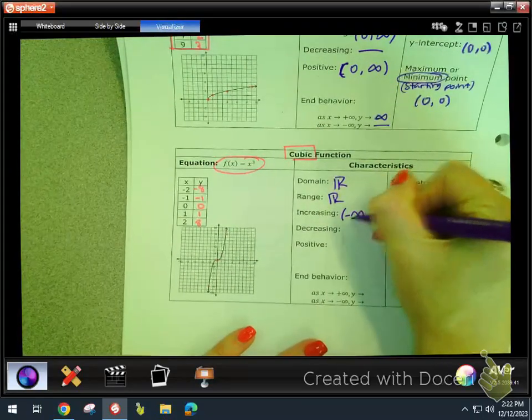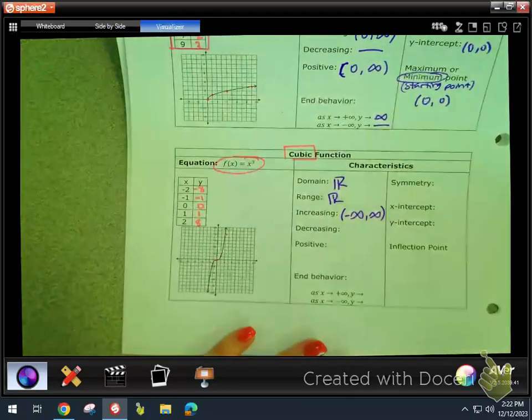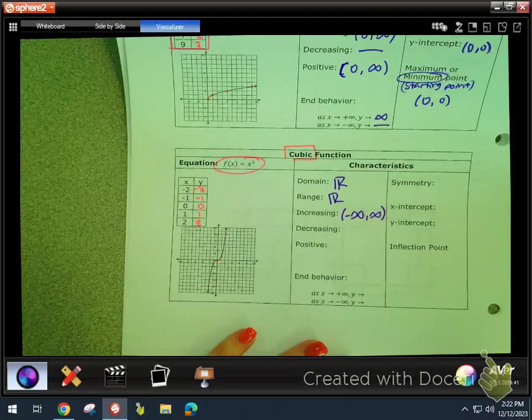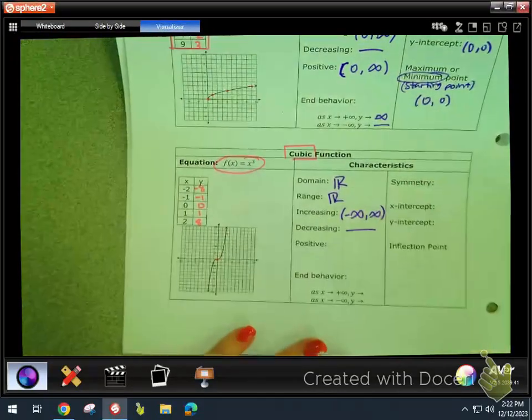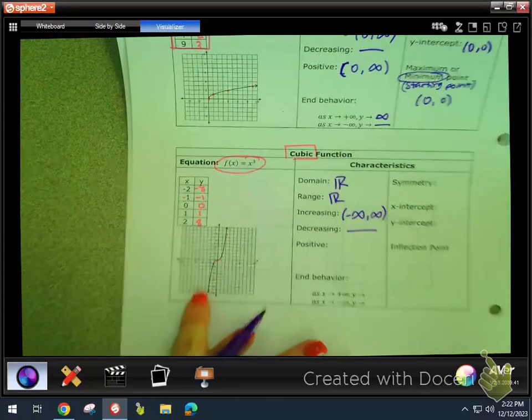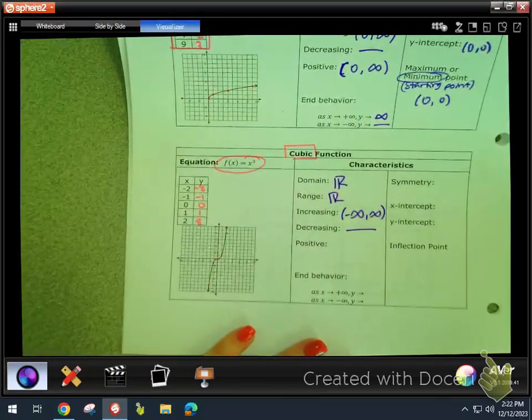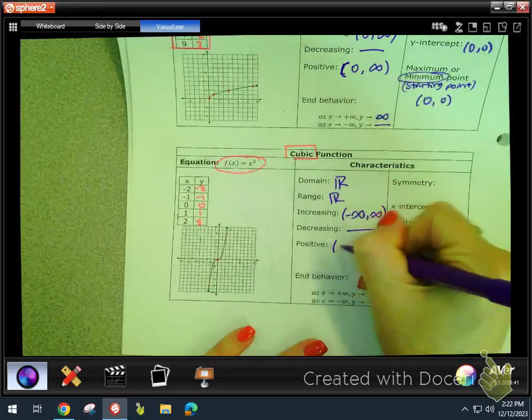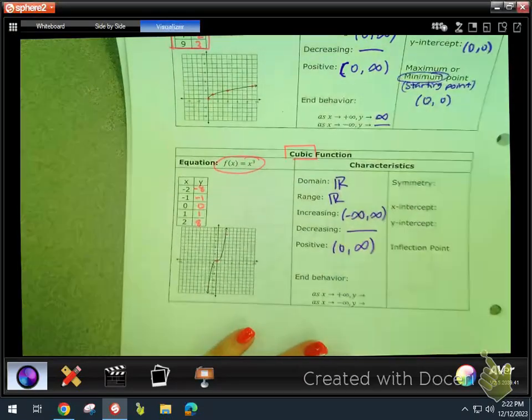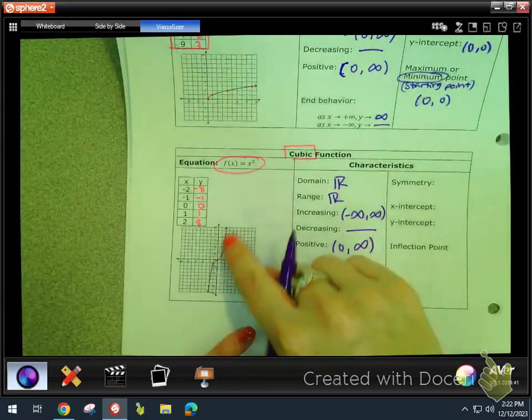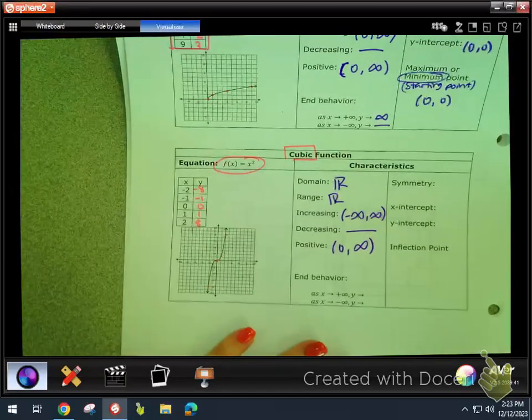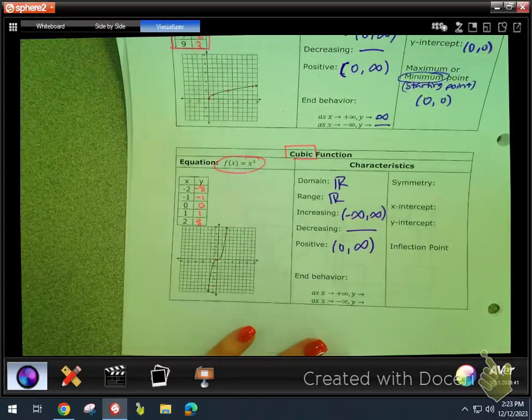This function is always increasing. So negative infinity to positive infinity. It's never decreasing. So it's always going up. It's positive, again, from 0 to infinity. So it's only positive on this little guy. You could do negative, but it didn't ask us for that. Let's try this in behavior.